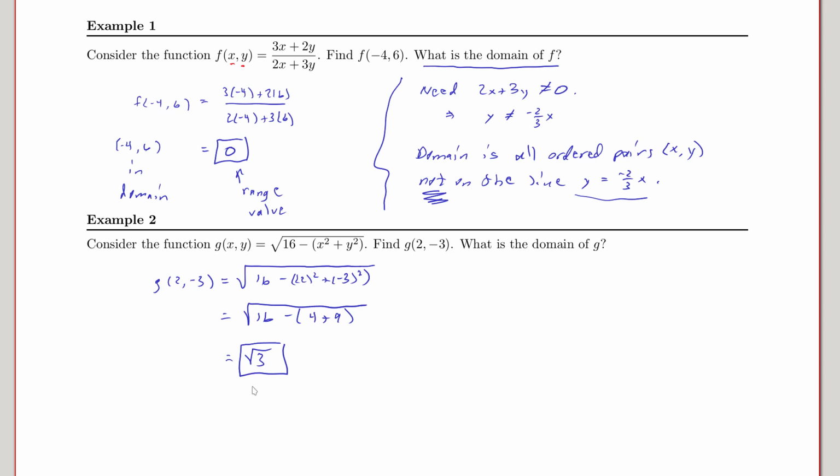That's really it. So you're plugging in a couple values and you get a single output. And the idea of a function is the same as it was before. To be a function, for each ordered pair you plug in, you get exactly one output. Not multiple outputs. So what about domain? In this case, we need 16 minus x squared plus y squared to be greater than or equal to 0, or else we can't take the square root. So I can rewrite this as moving the variable terms over.